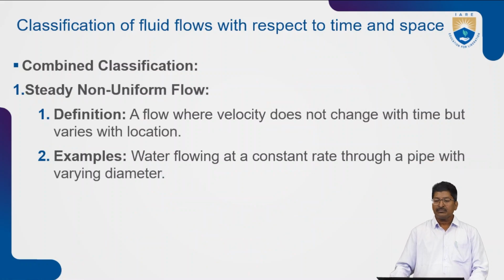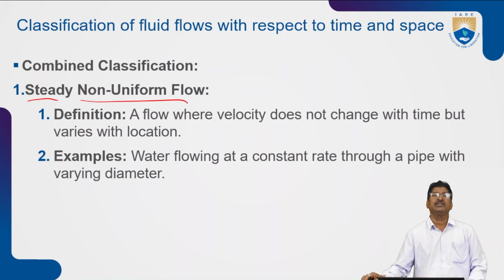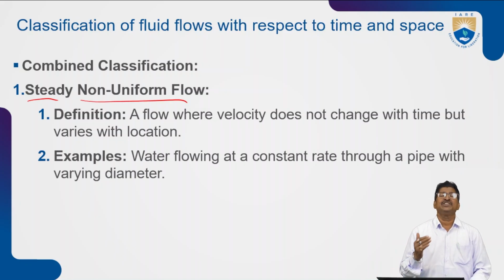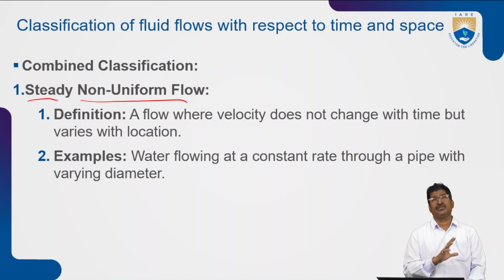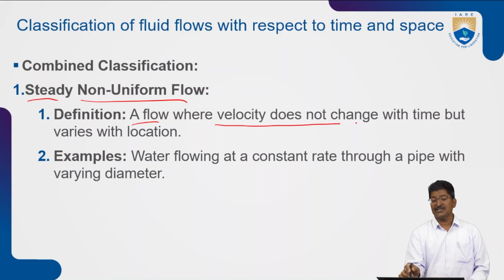Similarly, steady non-uniform. Steady means if you measure at a particular point at any time, the velocity is the same. Non-uniform flow means at different locations, different velocities are there. So if you see the definition for the combination, a flow where velocity does not change with time but varies with the location.